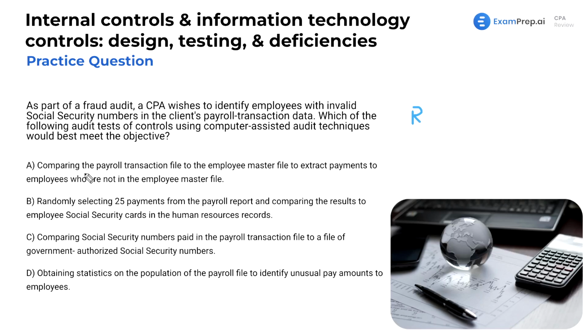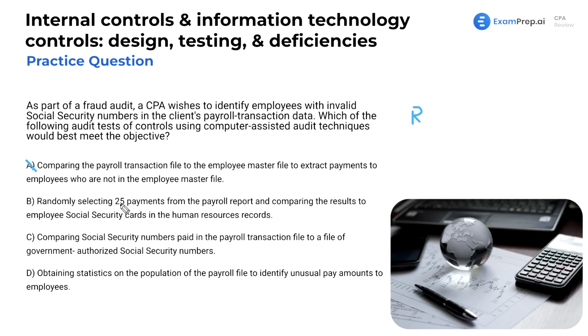Moving along here, comparing the payroll transaction file to the employee master file to extract payments to employees who are not in the employee master file. I don't really like this because the payroll transaction file is something that the client can edit and has control over. And the employee master file, again, is kind of like just comparing two sets of data that are controlled by the client. That's not really going to help us, because if they are fraudulently committing errors and trying to hide anything, they're going to edit both files and you're not going to find the data you need.